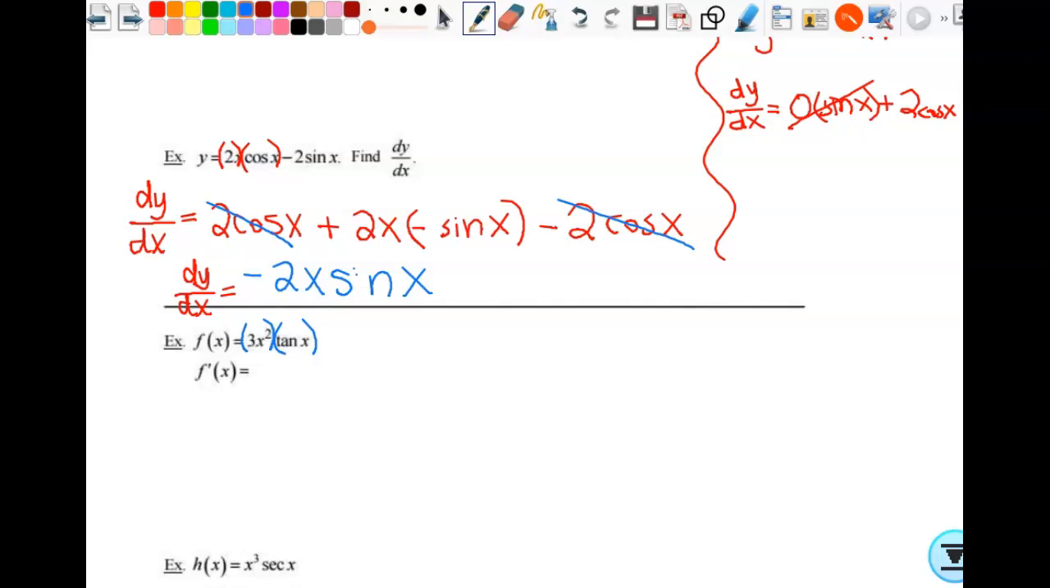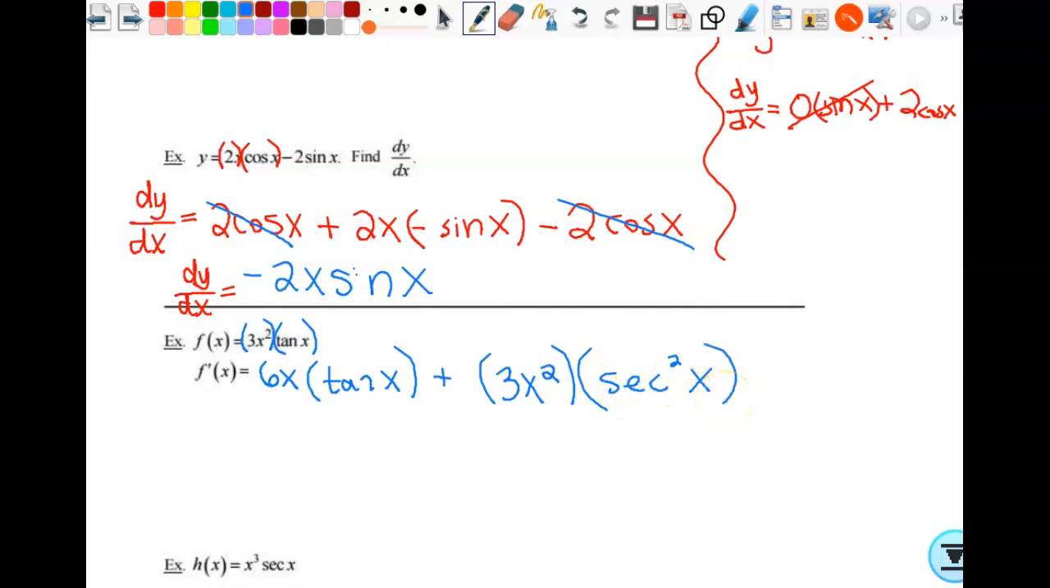All right, so f prime of x, derivative of the first. So what is the derivative of 3x squared? 6x. So derivative of the first times the second, tangent x. Plus the first, 3x squared, times derivative of the second. What is the derivative of tangent x? Secant squared x.